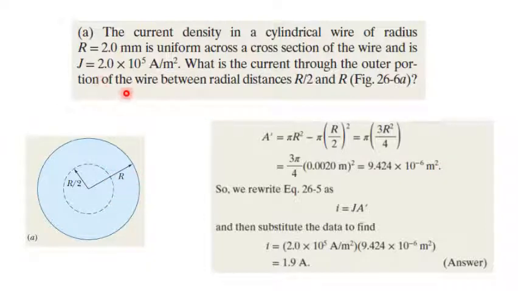If we multiply the current density by the area, we can obtain the current in this portion. So I equals J multiplied by A dash, and we substitute A dash with this value, and J is 2 multiplied by 10 to the power 5. So 2 multiplied by 10 to the power 5 multiplied by 9.424 multiplied by 10 to the power minus 6. We can obtain the current in this portion is 1.9 ampere.